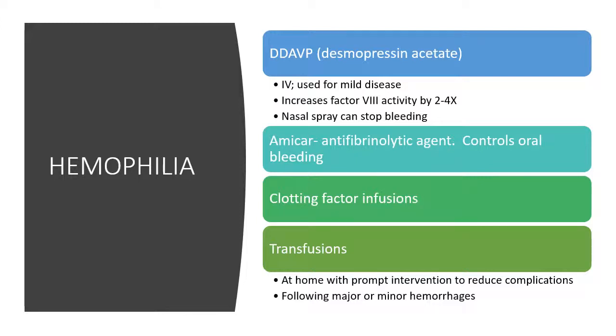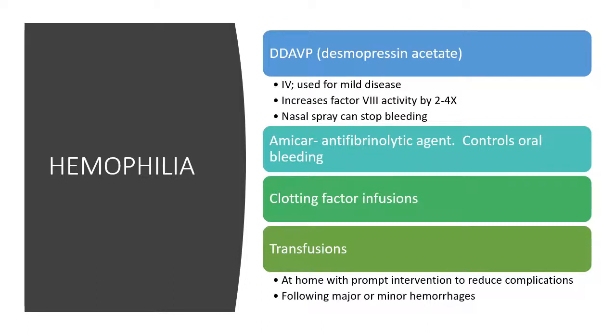Amicar is an anti-fibrinolytic agent. It's also called tranexamic acid, or TXA, and it's really good for dental extractions and oral bleeding. Amicar stabilizes clots that already exist. It doesn't help make new clots, versus DDAVP, which helps make new clots. Then you can infuse or replace the clotting factors that are missing, or you can provide transfusions.